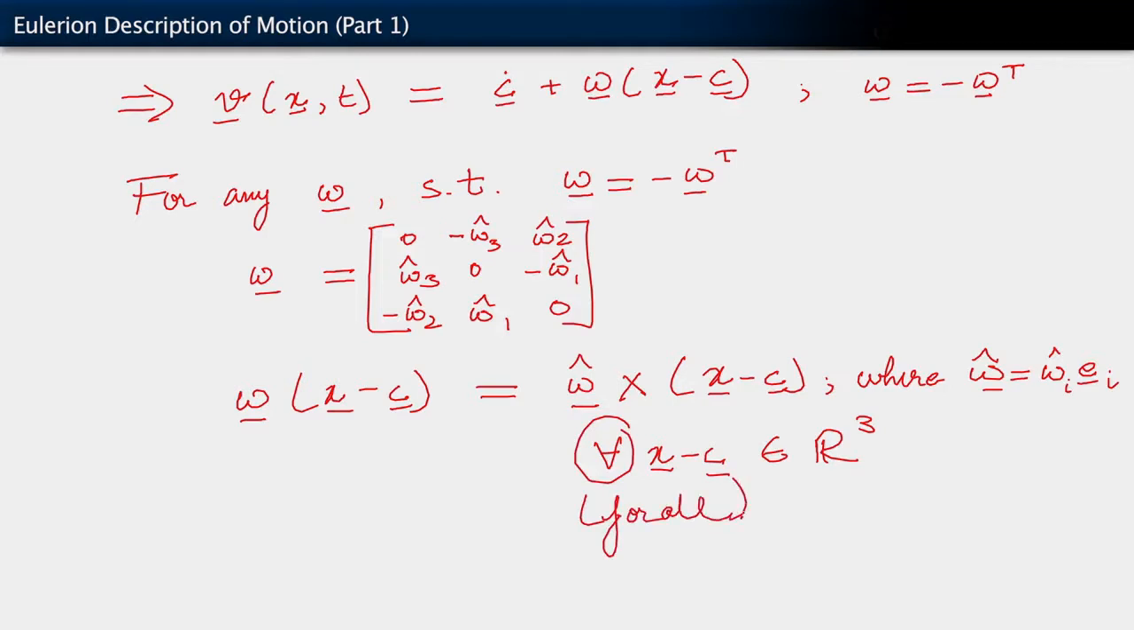Okay? So, we put all of this together, and what do we get? We see that for rigid motion, the Eulerian or the spatial velocity is this quantity, c dot, which is just the velocity arising out of the translation, right? Plus omega hat, the vector, crossed with x minus c. Okay?